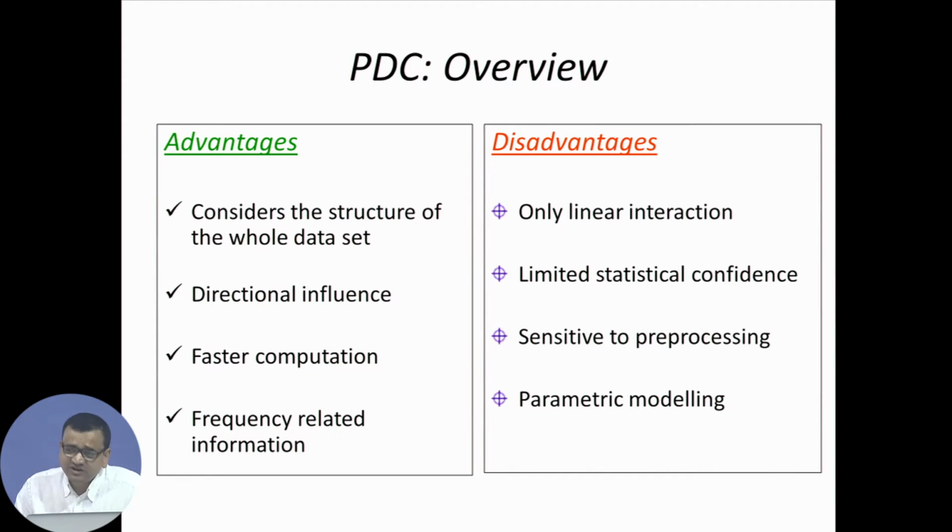The disadvantage is mainly linear interaction, because this is linear AR modeling. You can introduce nonlinearity, but there is a certain cost. And another disadvantage is that its analytical confidence limit is very difficult to obtain. So there is a certain degree of arbitrariness in where you put a cutoff if you have only one condition, PDC. And also it's sensitive to certain preprocessing. And again, like Granger causality, it's parametric modeling, so you have to choose what your model parameters would be.